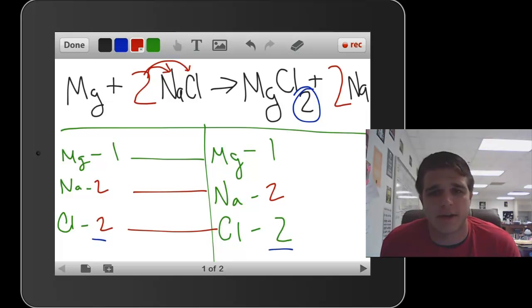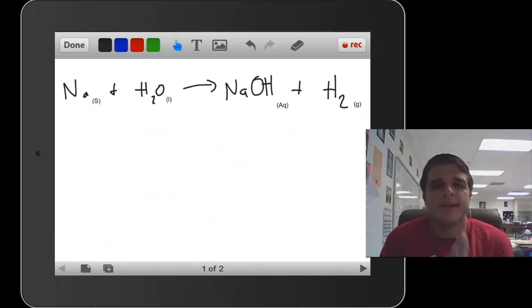Let's look at a little bit tougher example. This is an example of the equation that we used whenever we did sodium and water. I'll put a clip of it in this VOD.